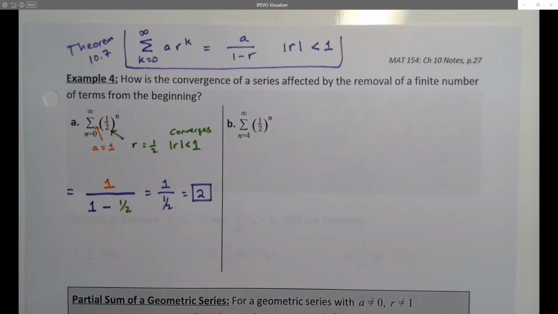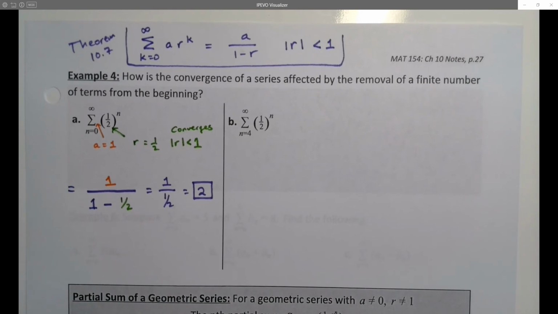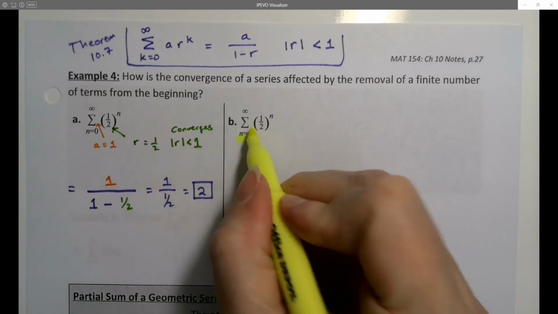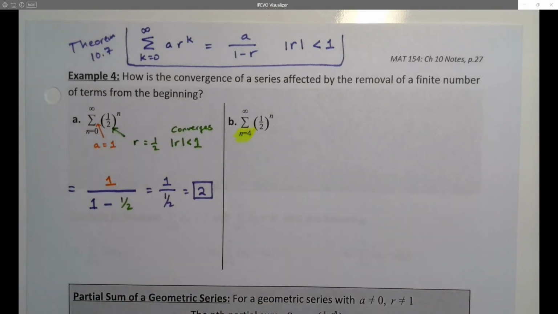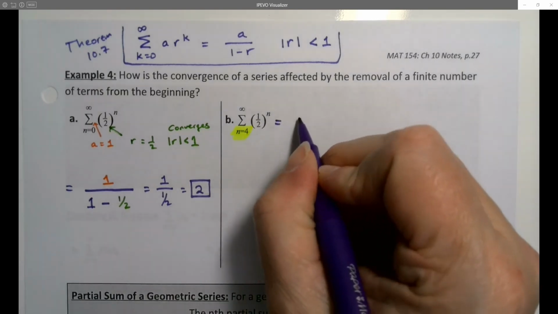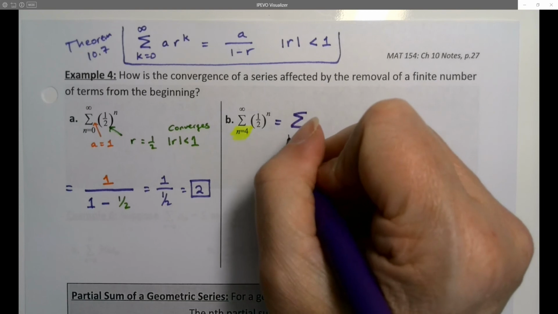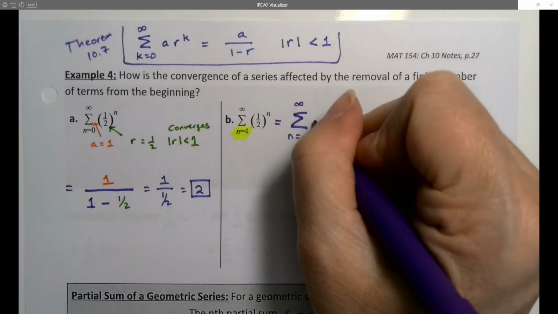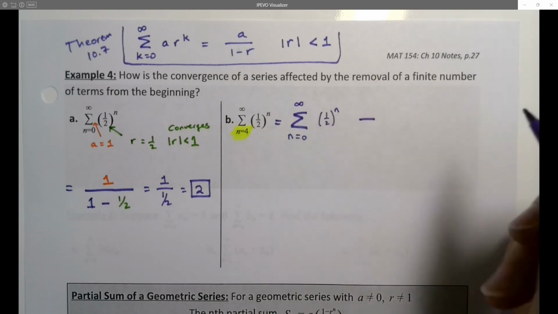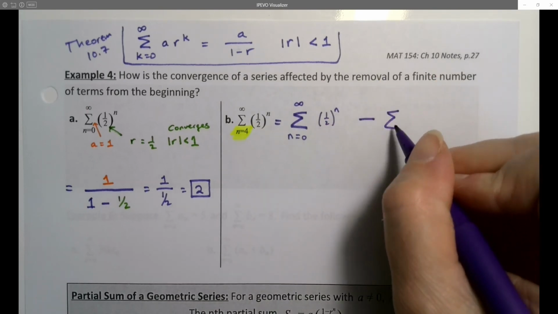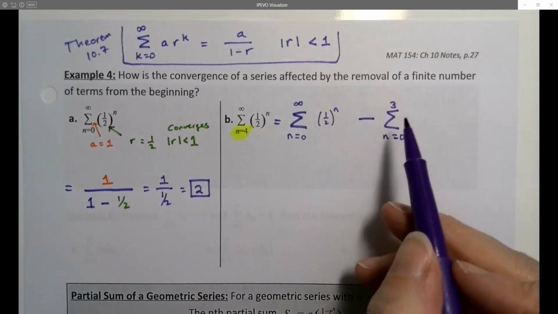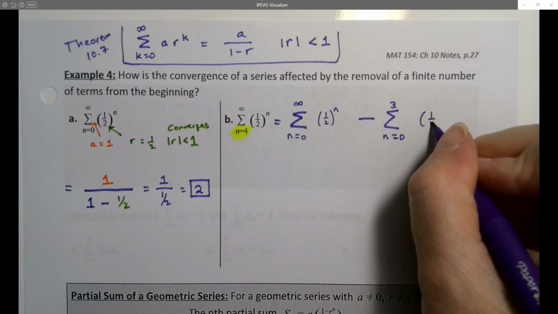All right, so now what we want to ask is, what happens if we don't start at 0? What happens if we start at 4? Okay, now let's think about that for a second. So that would be the same as starting at 0 but then subtracting away the sum from 0 to the third term. Because if we stop at 3, let me write this out.